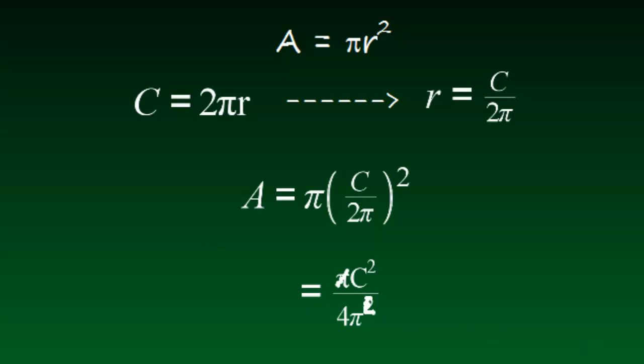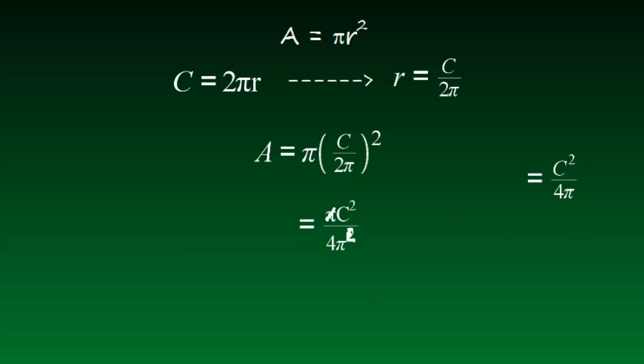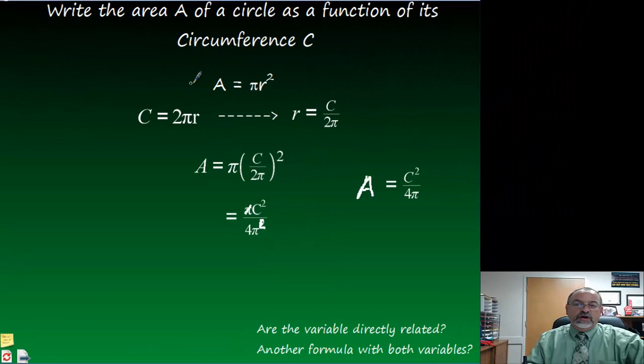So I can simplify this down then to the area of a circle in terms of its circumference is equal to the circumference squared divided by 4 pi. So when you're given a formula and you have a direct relationship, it's nice and easy. When you don't have a direct relationship, then you have to define this variable. You have to think about another equation that involves the variable you're trying to replace, r, with the variable that you're replacing it with, in this case, c.